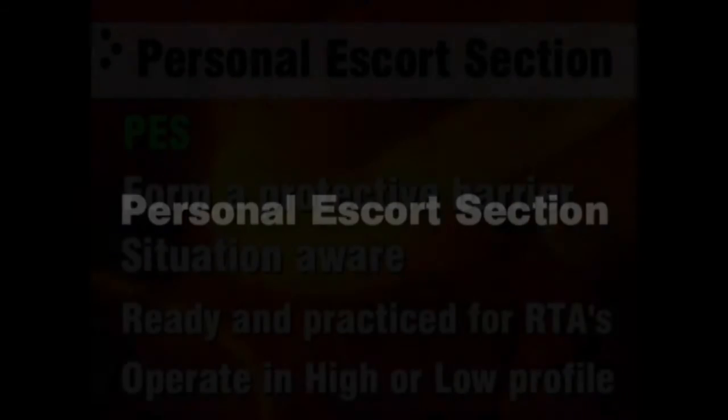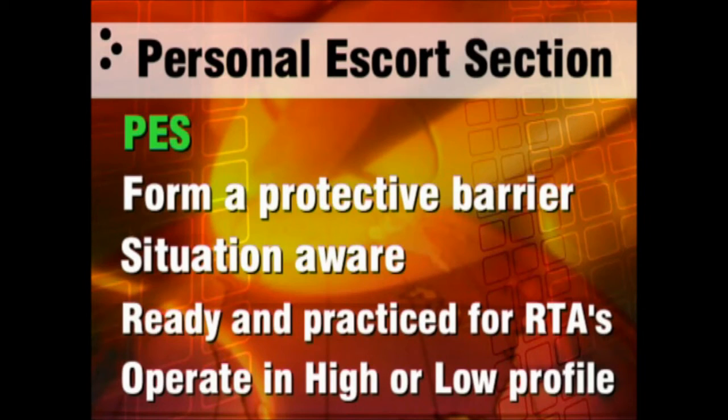The Personal Escort Section, PES, is the main party surrounding the principal and BG during mobile operations. They must be situation aware and ready to act immediately if a situation occurs. They can operate in one of two modes, a high profile overt or a low profile covert. It will be very much dependent upon the category of the threat and the client's wishes.